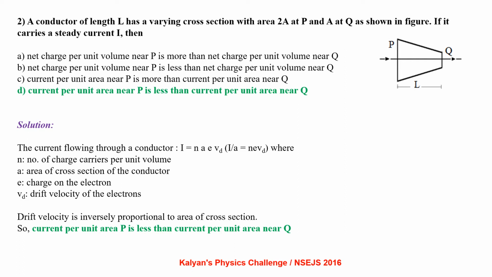Current flowing through the conductor I equal to NAEVD. From there I by A, which is current per unit area, also known as current density, equal to NEVD. Here N is number of charge carriers per unit volume, A is cross sectional area of the conductor, E is charge on electron and Vd is drift velocity of the electrons. So drift velocity is inversely proportional to area of cross section. So current per unit area at P is less than current per unit area near Q.